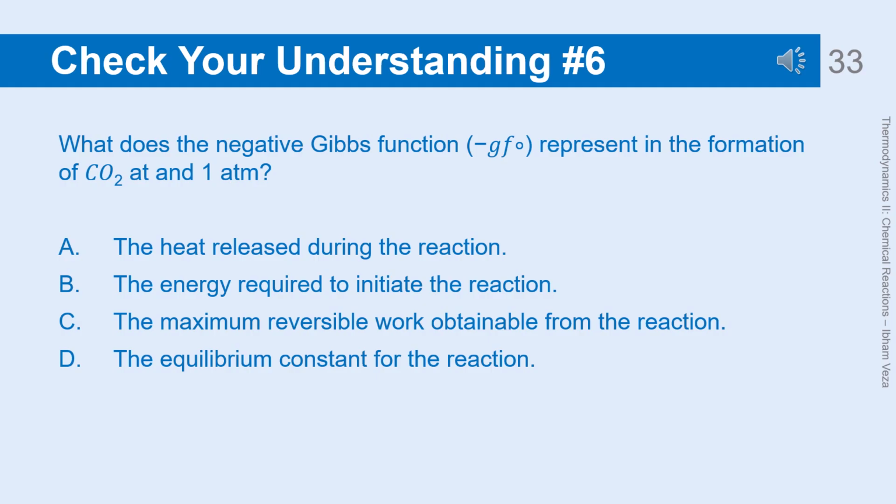Answer C. The maximum reversible work obtainable from the reaction. Explanation of why other answers are wrong. A. The heat released during the reaction. Incorrect, because the negative Gibbs function represents work, not heat, though they are related thermodynamically. B. The energy required to initiate the reaction. Incorrect, because the Gibbs function does not describe activation energy, but rather the maximum work potential of the reaction. D. The equilibrium constant for the reaction. Incorrect, because while the Gibbs function can relate to equilibrium, it directly represents the maximum reversible work, not the equilibrium constant.